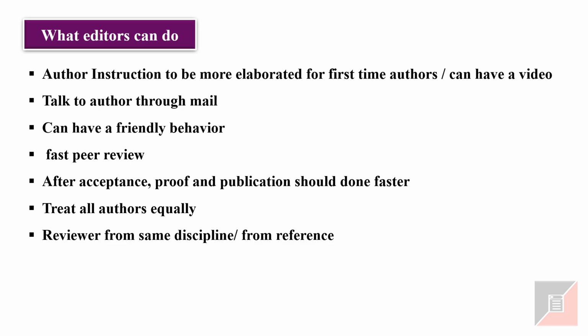So all these things they can check it, and talk to authors through mail. Many editors-in-chief don't personally talk to the authors, and they can have a friendly behavior and fast peer review. Normally many journals take some 9 or 10 months for some of the reputed journals, so they can do it a little bit much faster.